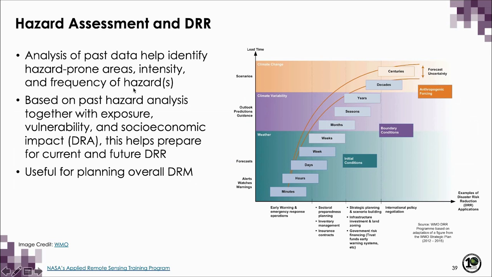So hazard assessment for disaster risk reduction. These are the steps required. On this side, there is a chart provided by the World Meteorological Organization that talks about examples of disaster risk reduction applications and the lead time for information required. So here, as you can see, say for early warning and emergency response operations, you need alerts, watches, and warnings. It requires information on these timescales from minutes to hours to days.